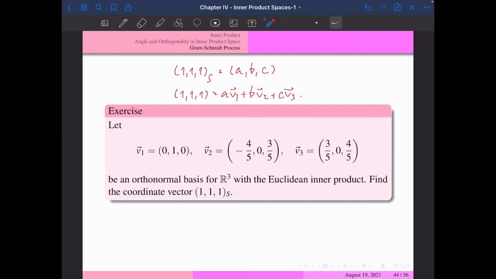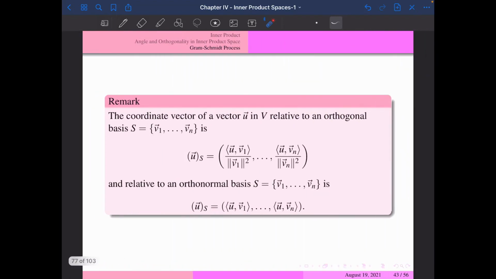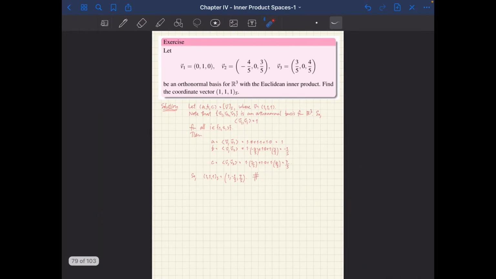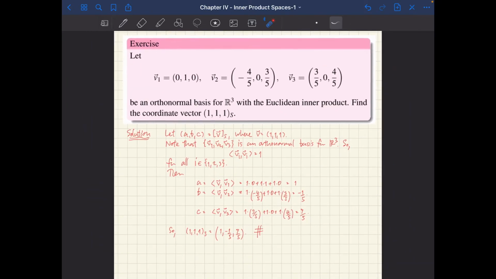So how do we find it? Because we know that v1, v2, and v3 form an orthonormal basis for R3, we will use this formula. We need to find the inner product of (1, 1, 1) with v1, with v2, and with v3. So this is our solution.